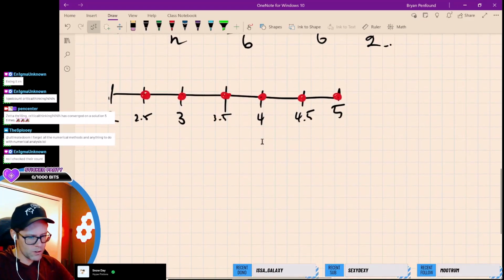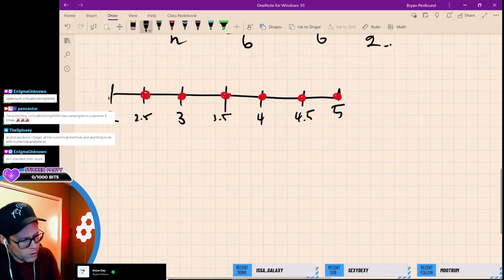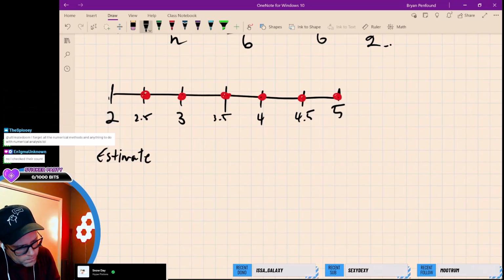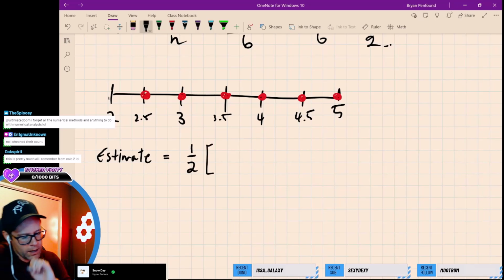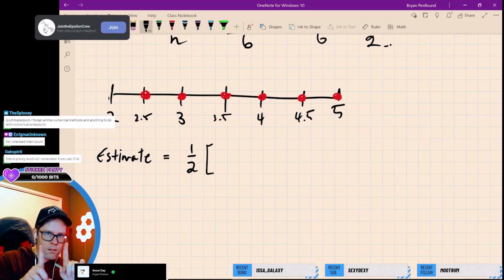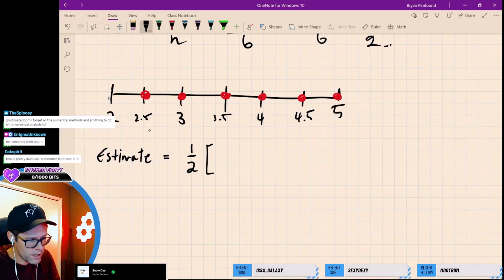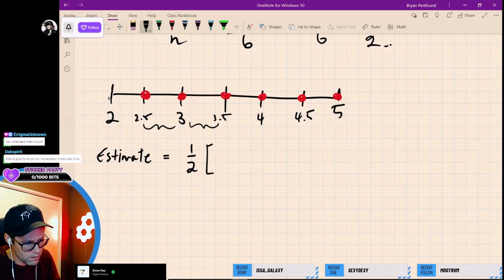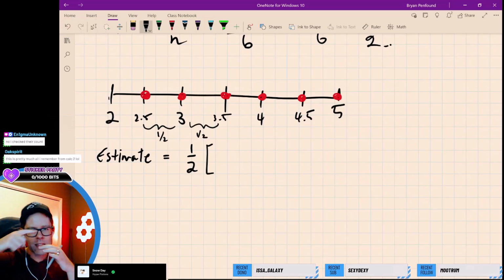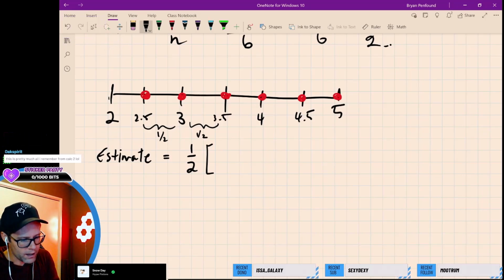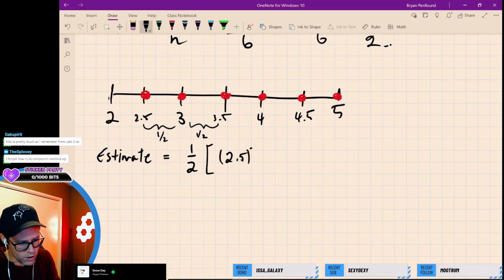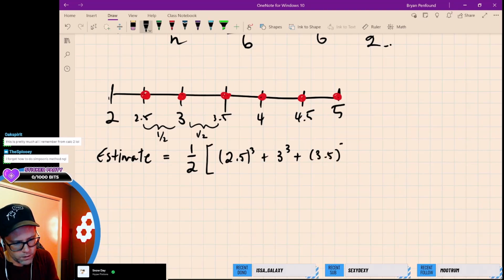Okay, so if we would like to complete this question, our estimate is going to look like 1/2. That's going to be the length of all of the rectangles that we're working with. So each of these like little distances here is 1/2. And the heights of all the rectangles are going to be given by x cubed. So we need to take these x coordinates that we have, like 2.5, we're going to cube it. And then 3 cubed, and then 3.5 cubed.